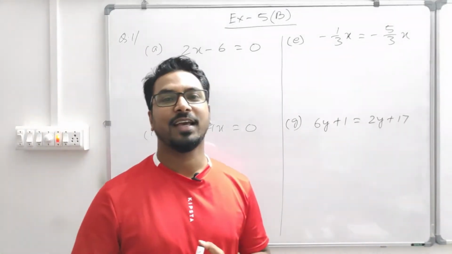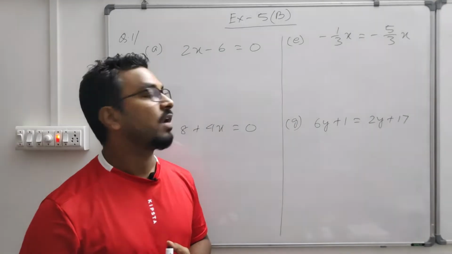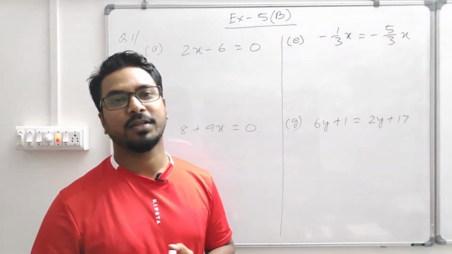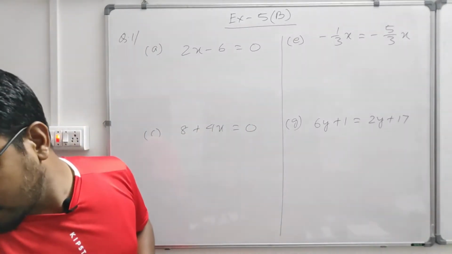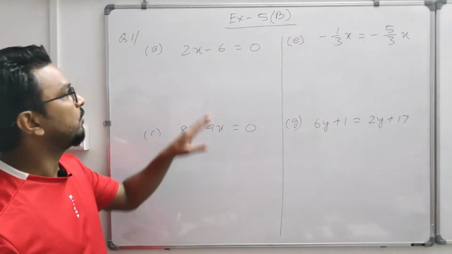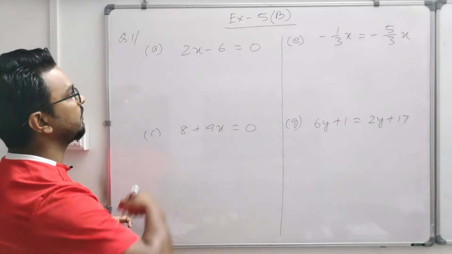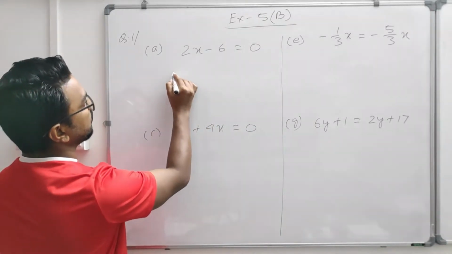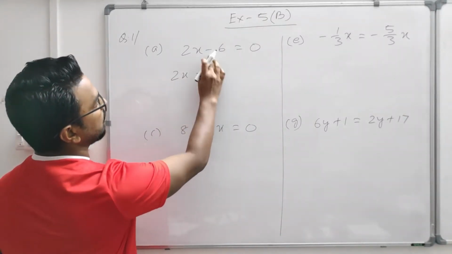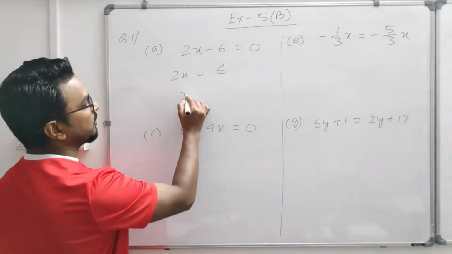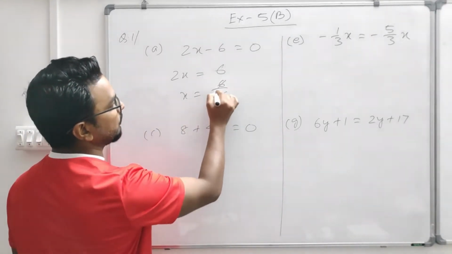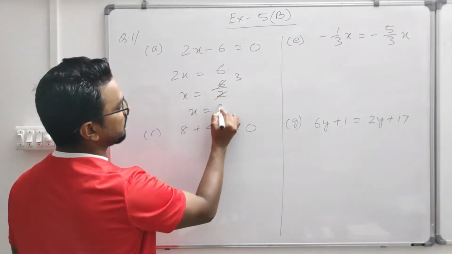So today we'll discuss exercise 5B of class 8 advanced maths from the chapter linear simultaneous equation. The first question is given, solve. We have to find the value of x. Okay, so these are very simple. So let's solve it. 2x equals, if you take this minus 6 to the other side, it will become plus 6. So x will become 6 by 2. So if you cancel, you will get the value of x is 3.